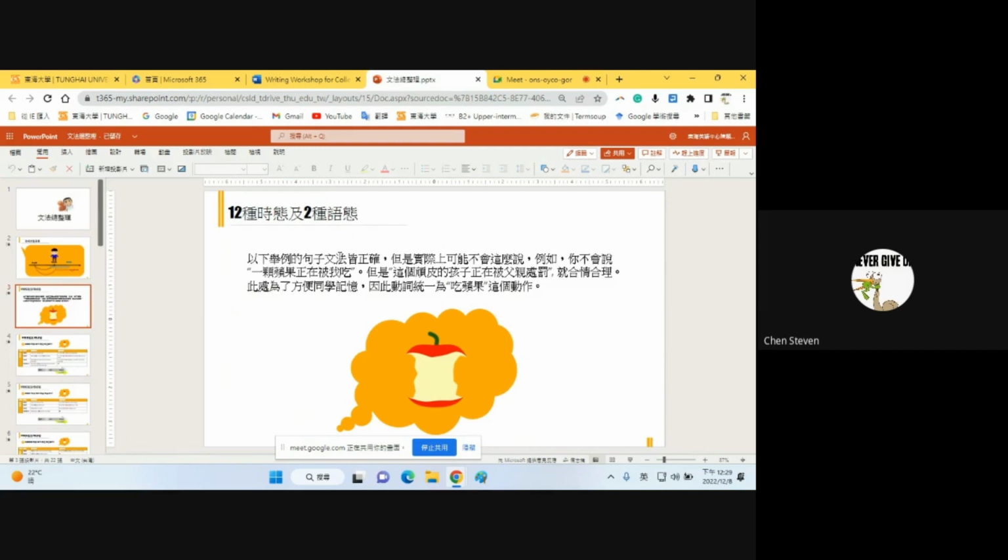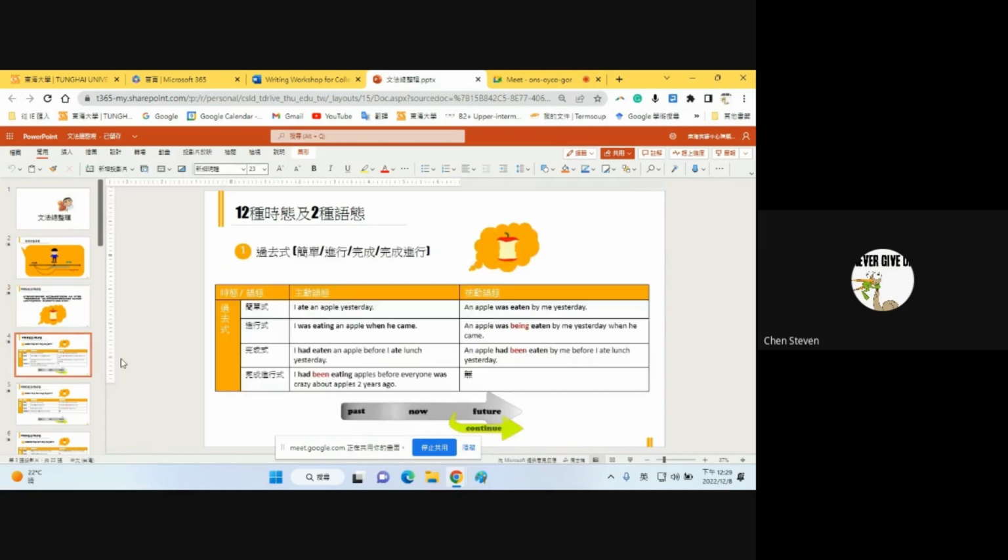下面举的例子都是文法正确啊。All these sentences are grammatically correct, but in fact, people might not say that in real life. For example, you wouldn't be saying an apple is being eaten by me, okay? But if you say the naughty boy is being punished by the father, that would sound reasonable, okay? But just for memory work to help people remember better, easier. Let's put eating apple as the consistent verb. So here you have this one.